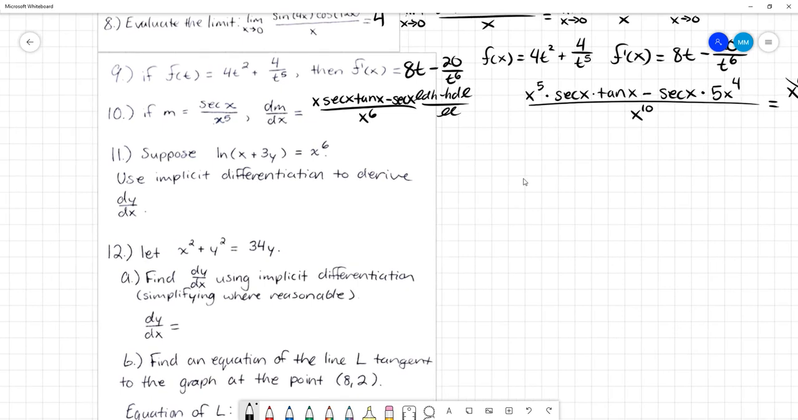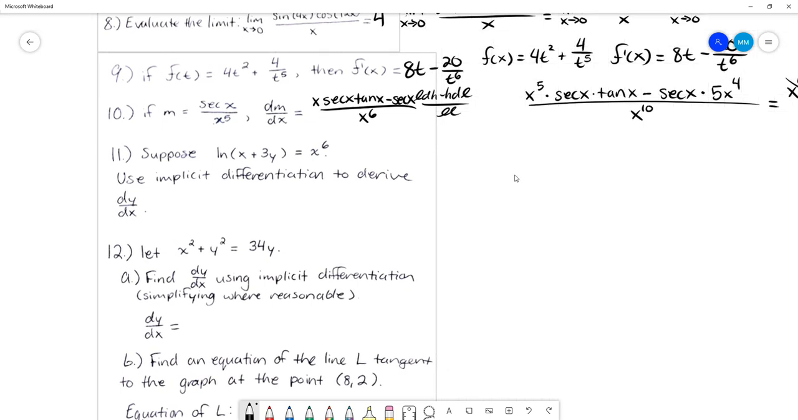Now, a slightly trickier one says the natural log of x plus 3y equals x to the 6th. We want to use implicit differentiation to figure out what dy/dx is. So remember that the derivative with respect to x of natural log of x is going to be the derivative of the interior over the interior itself.